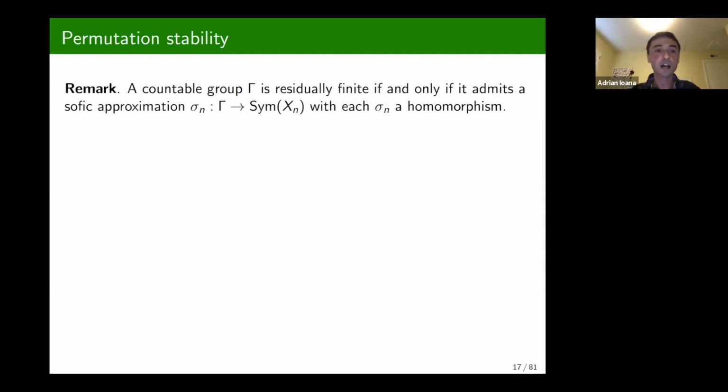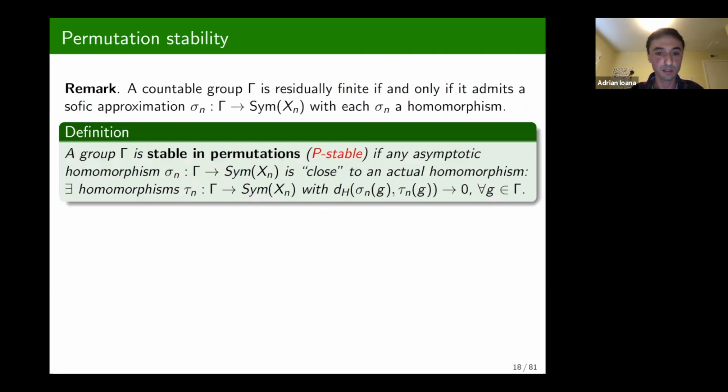And if you want to classify the Sofic approximations of gamma, the best you could hope for is to say that the converse holds, and any Sofic approximation is by homomorphisms, essentially. In other words, any Sofic approximation comes from finite index subgroups. So this brings me to this notion of stability that you've seen before.